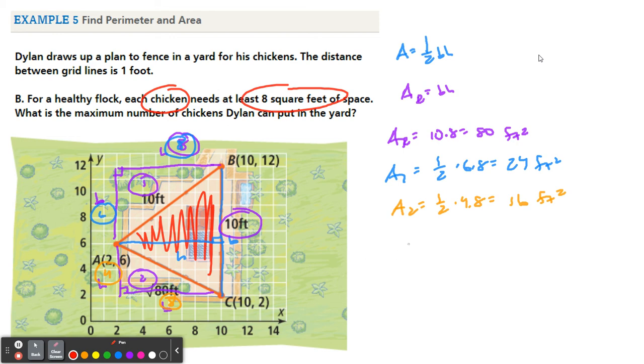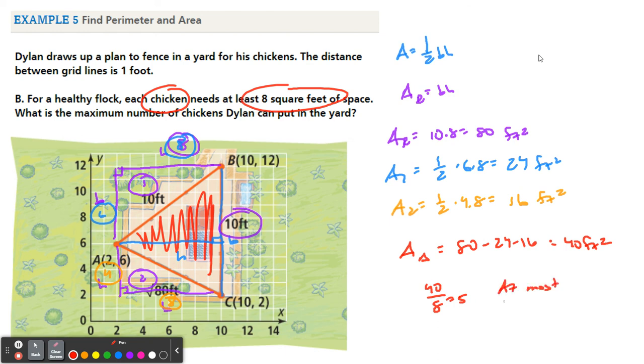So to find the area of my red triangle, I'm going to take 80 minus 24 minus 16. That's 80 minus 40, which is 40 feet squared. So I have 40 feet squared in this triangular region to then distribute amongst a flock of chickens. If each chicken needs at least 8, I'm going to do 40 divided by 8, and that's 5. So he can have at most 5 chickens.